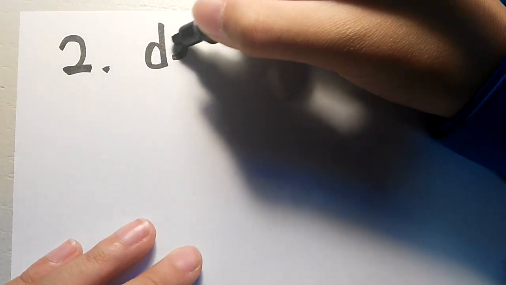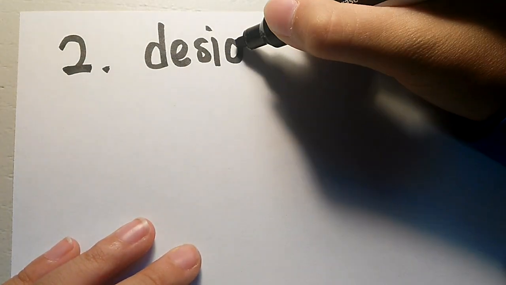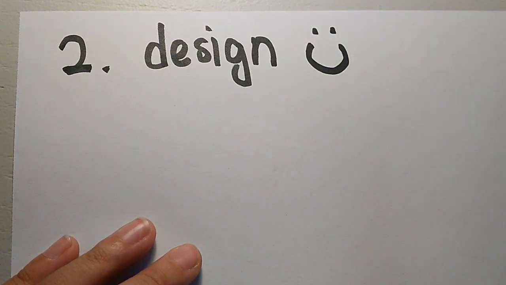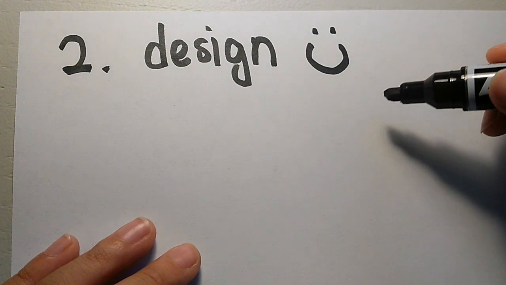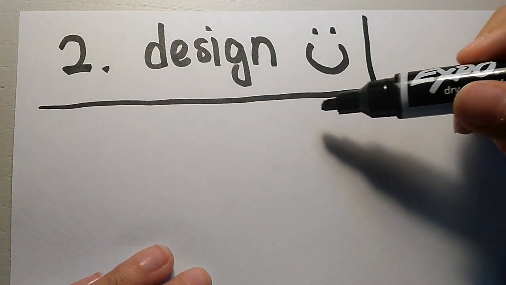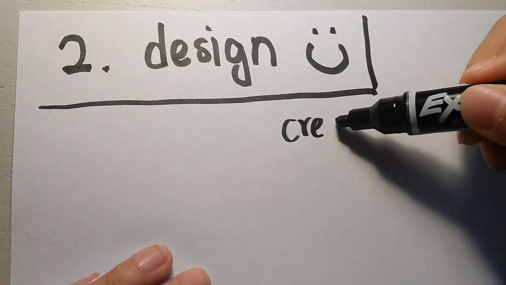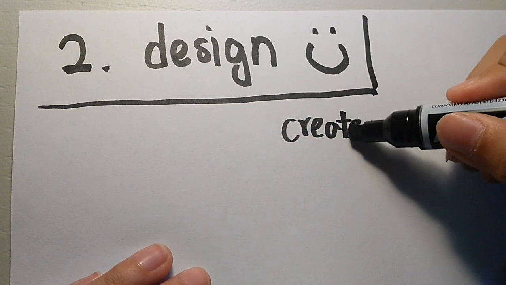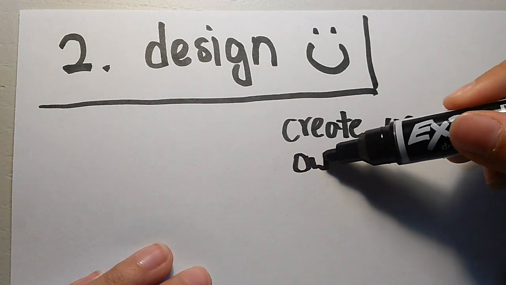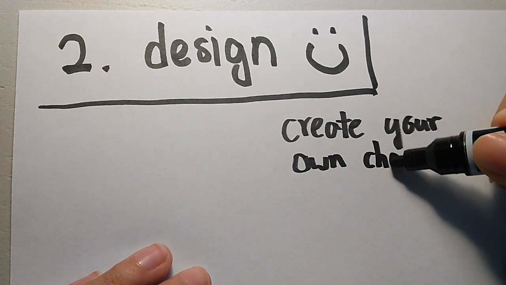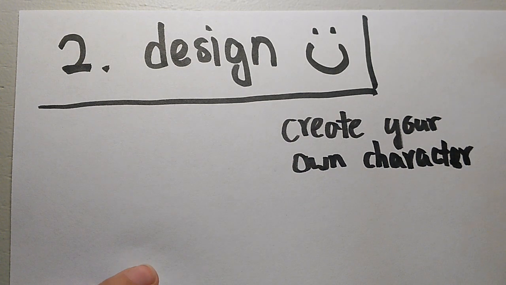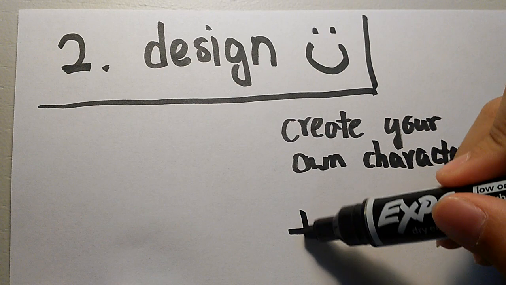Now, this is the time for you to learn step 2. Step 2 is no longer depending on other people's work, so it's more individual. You don't look at other people's drawings anymore. All you need to do is to design. You need to design and create your very own character.